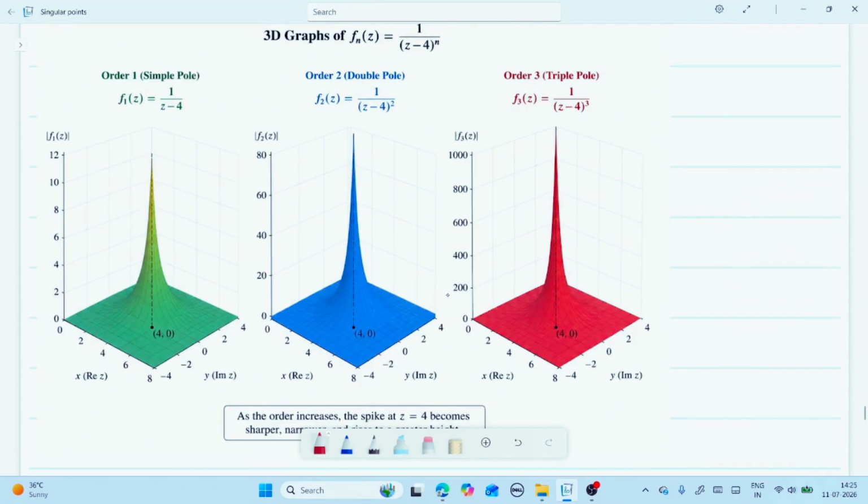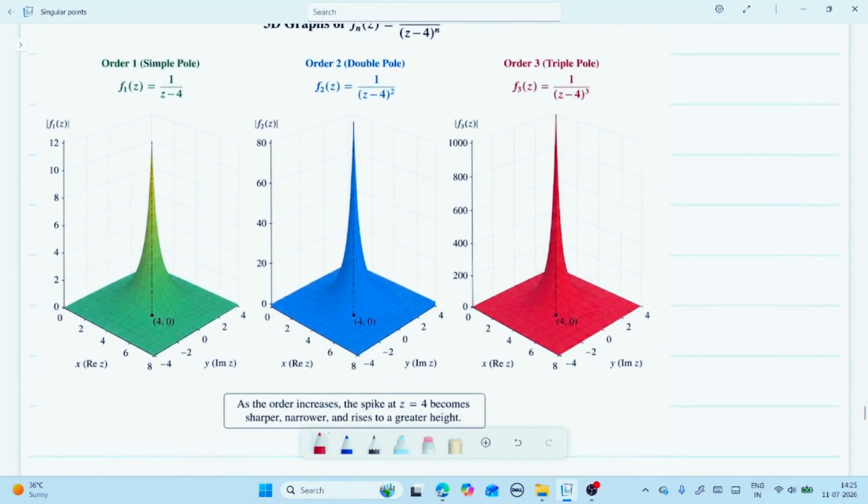Now, as the order increases, the spike at z equal to 4 becomes sharper, narrower, and rises to a greater height. You can just check this here. So here you can see how it is, whereas here it is going a bit narrower, and here you can see it is much steeper. Okay, so that's how it varies. So here z is equal to 4 is an isolated singular point, which is a pole because it satisfies the condition limit z tending to 4 of z minus 4 into f of z.